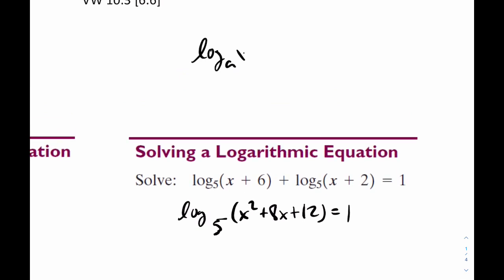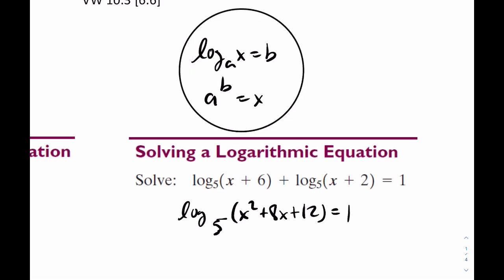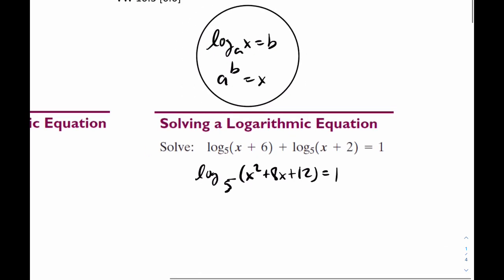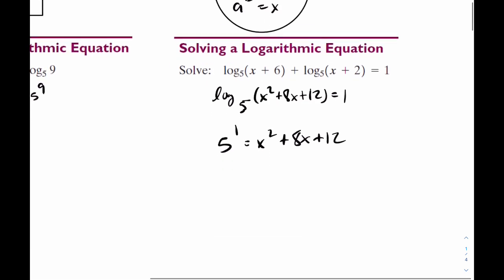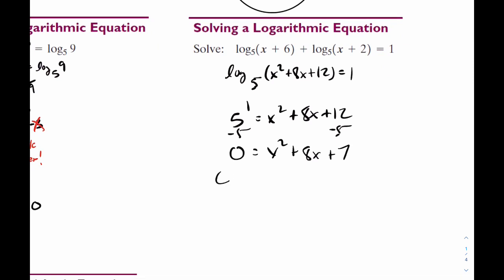We should hopefully remember our basic log property. If you have something in log form, that's equivalent to a to the b is equal to x. So for this one, let's go 5 to the 1 is equal to x squared plus 8x plus 12. Let's keep going. 0 is equal to x squared plus 8x plus 7 once I minus 5. Let's factor. X plus 7, x plus 1. So x is equal to negative 7 or negative 1.